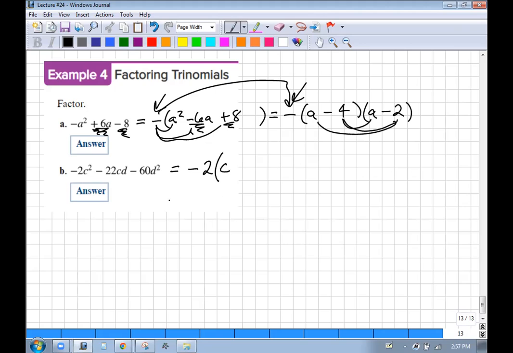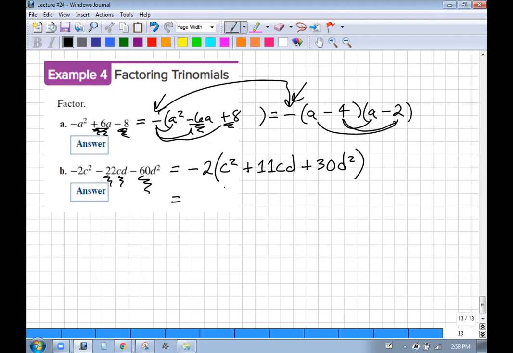So we need a c squared. So there's our -2c squared. This term, we'd need a positive 11, because that gives me -22. And I need the c and the d still. And now for this last term, I'd need a positive 30 d squared. Okay, so everything in here is positive now because I pulled the minus sign out front. And everything is half as big as it was before because I pulled the 2 out. So now this looks like something we could do.